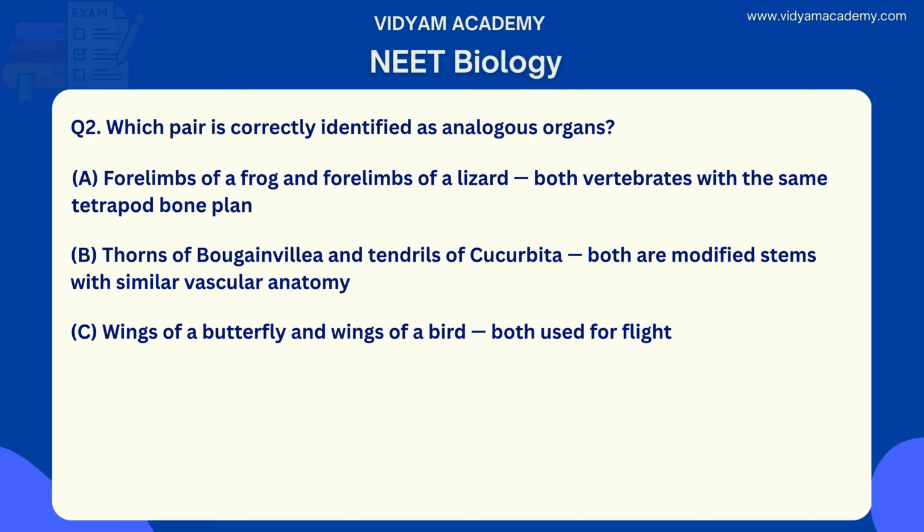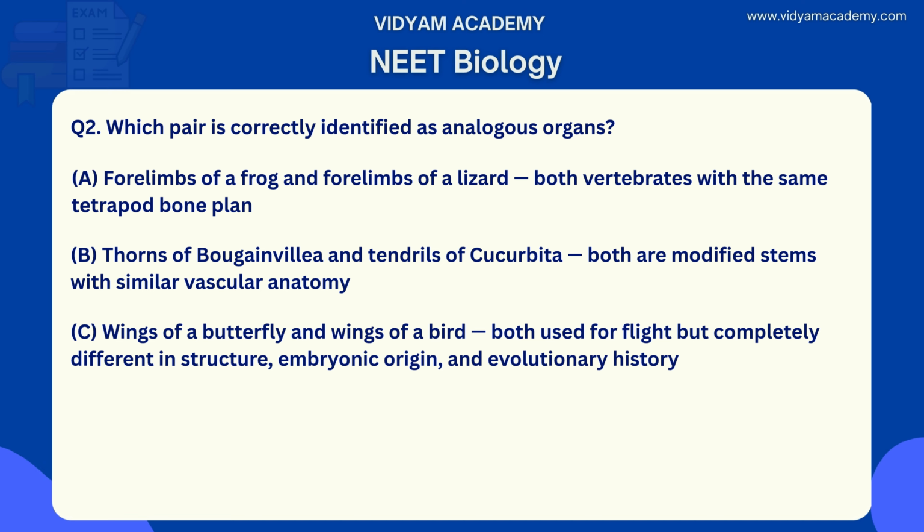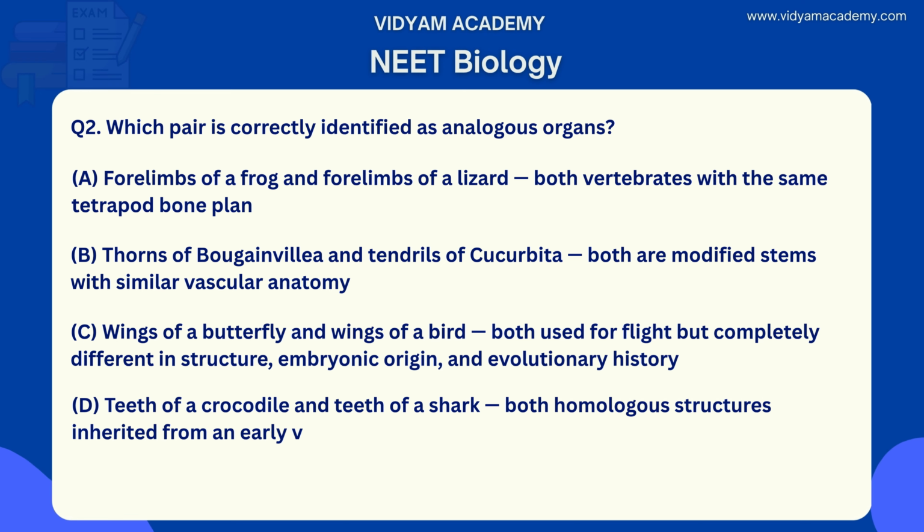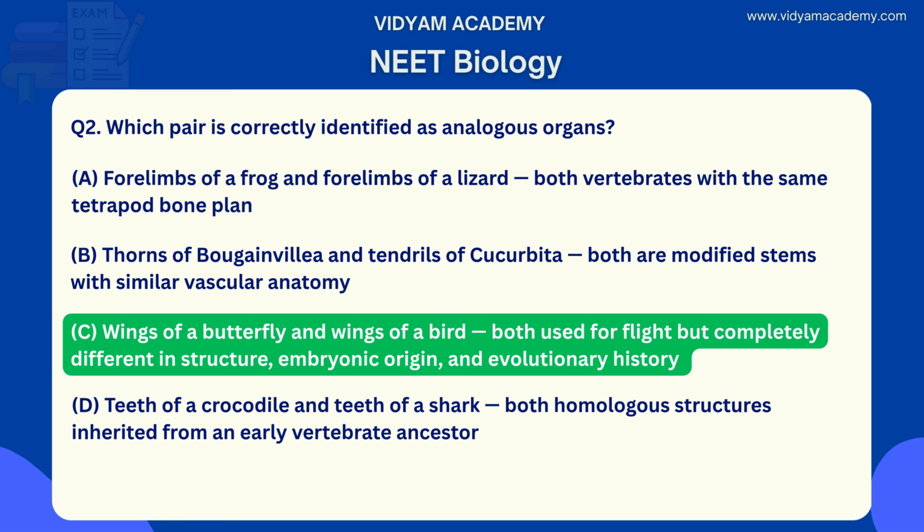Option C, wings of butterfly and wings of bird, both used for flight, but completely different in structure, embryonic origin, and evolutionary history. Option D, teeth of crocodile and teeth of shark, both homologous structures inherited from an early vertebrate ancestor. What is the exact answer for this question? Option C is the right answer for the question. Let's see why and how.